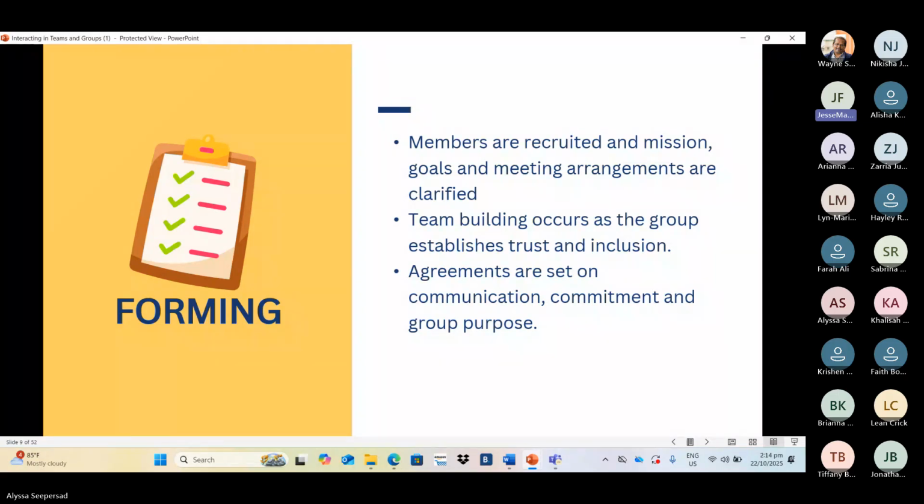Some strategies that can make the group successful at this stage are to be inclusive and empowering by ensuring all members are involved. So you ensure that all members have a chance to talk and interact and introduce themselves.